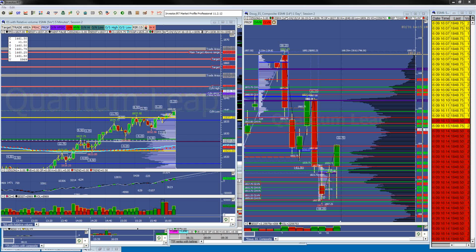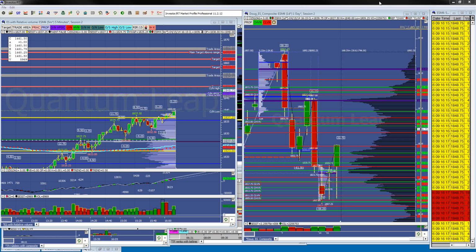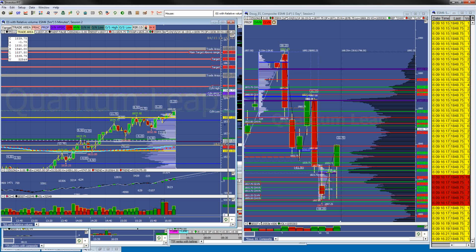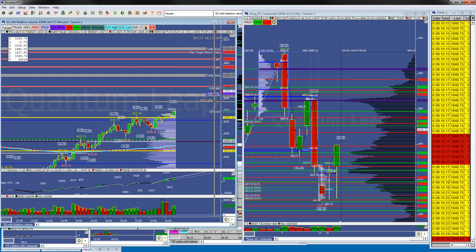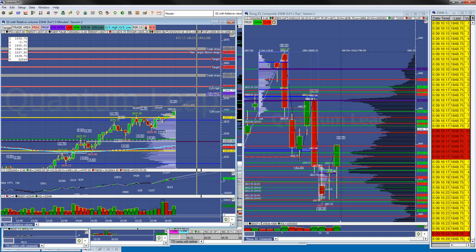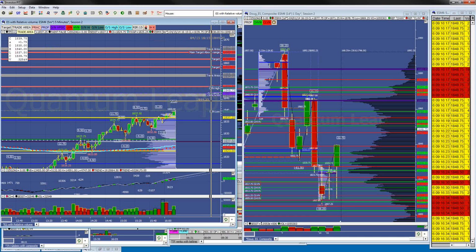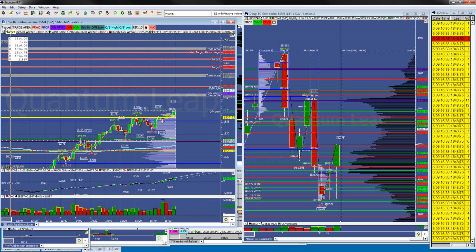So basically, your half gap fill is going to be 44. So I'm going to make that a target, because I think if we get below the 46.75, you're going to get at least a half gap fill. Come on, get in there.